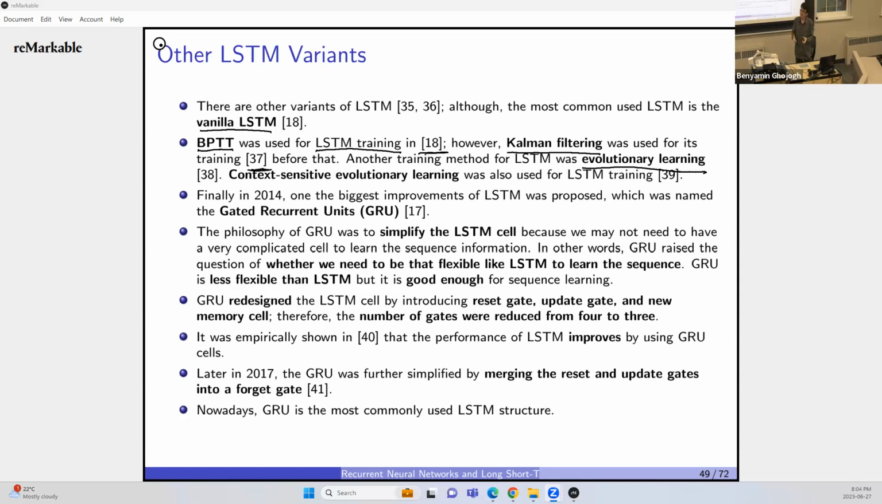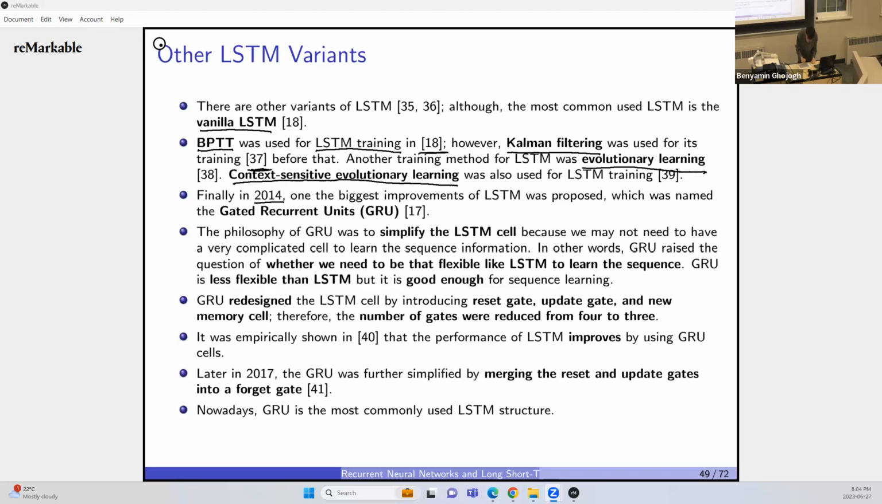Using these, you can search for better weights in the neural network. So one of the ways to learn a neural network is search of the weights. So evolutionary learning. Another one is context-sensitive evolutionary learning.